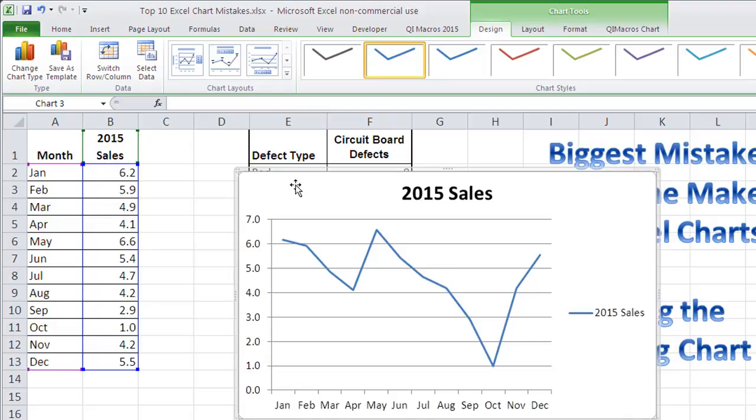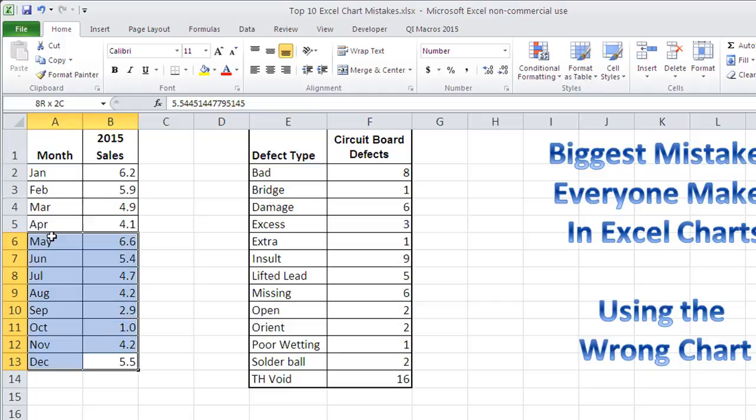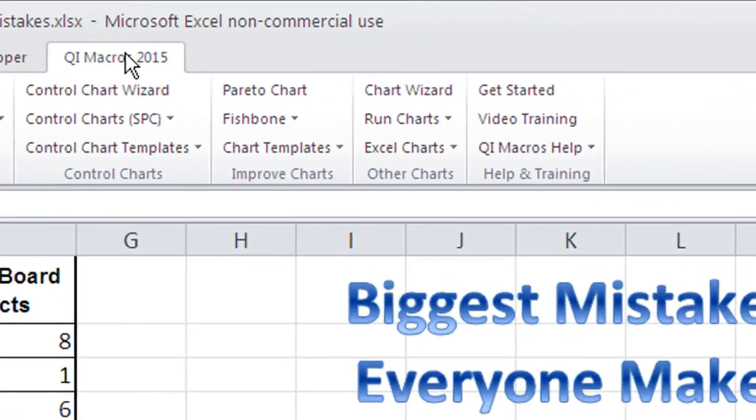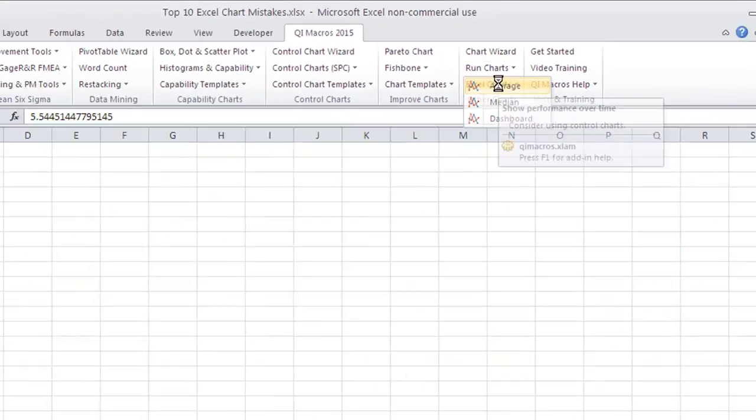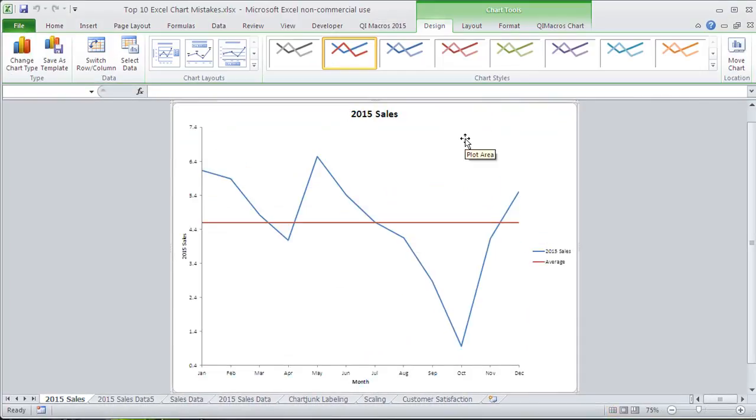Now we could also take this and turn it into a run chart. And a run chart simply has the added ability to show the center lines. In this case, I'm going to choose an average. And so here you can see, here's our run chart, our average sales are running 4 point something.